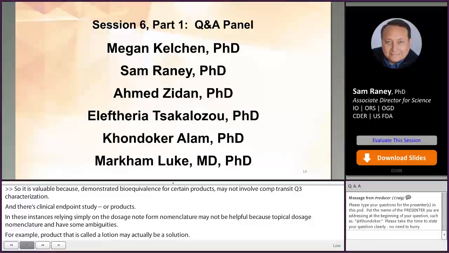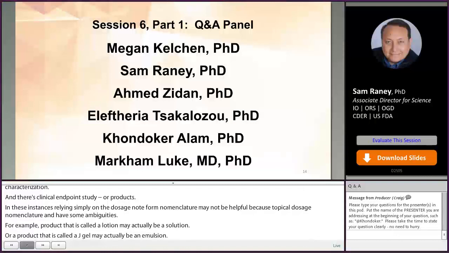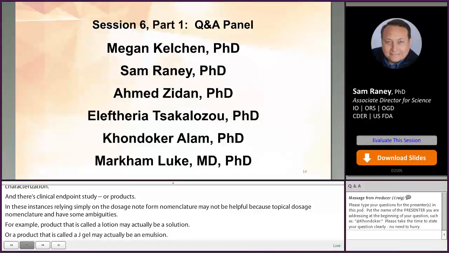So the basic Q3 characterization provides the specific evidence to demonstrate that the test product is truly the same dosage form as the reference product, and there are situations where just demonstrating pharmaceutical equivalence independently of demonstrating bioequivalence using Q3 becomes quite valuable.